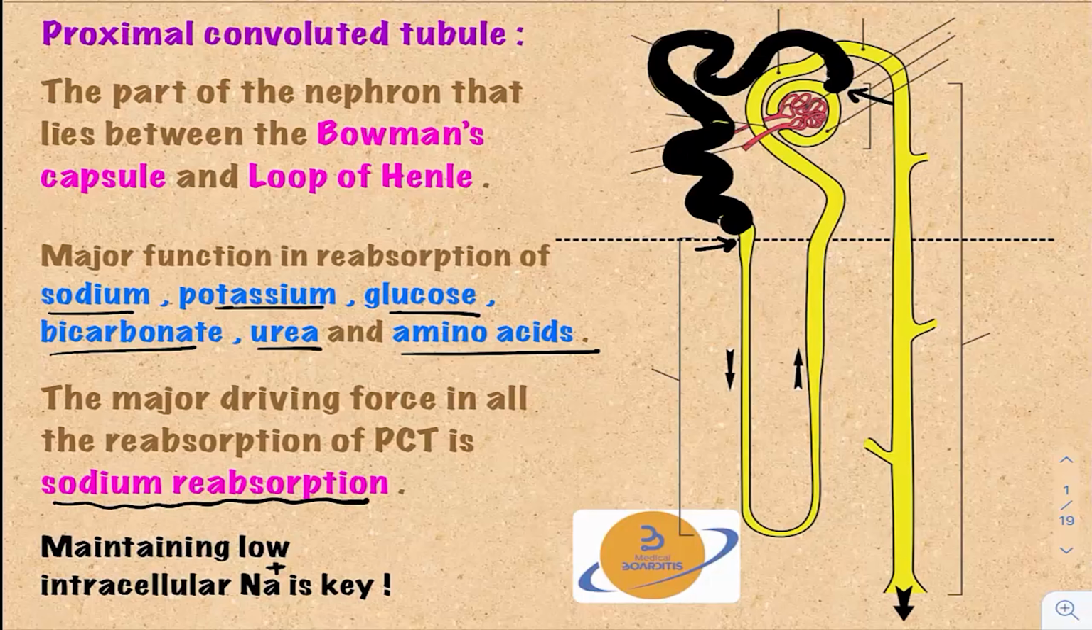So an important point is that maintaining low intracellular sodium is the key for the reabsorption of all these nutrients. And this is the important point that we need to keep in mind when we talk about the function of the proximal convoluted tubule. Maintaining low intracellular sodium is the key.